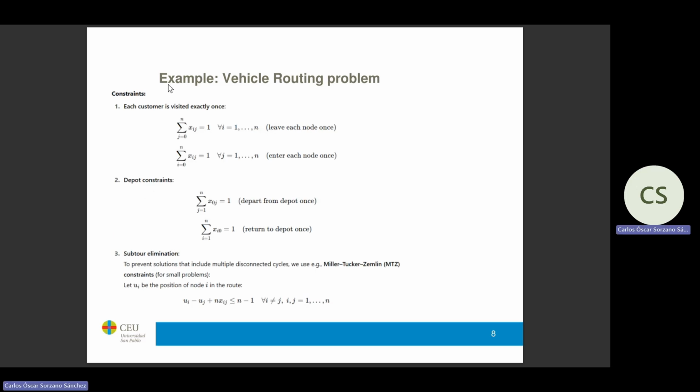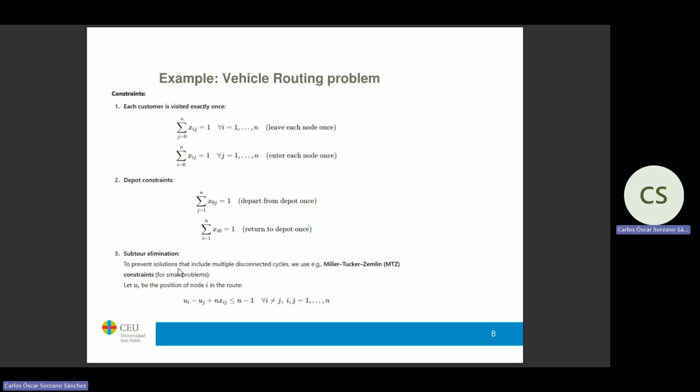And each customer is visited exactly once. So that is the sum, customers are i. So the sum for all xij's, sum over j, has to be 1. And enter each node only once. So it is the sum of xij, but now over i, not over j, has also to be 1. So we have equality constraints. We have the depot constraint. The depot constraint is that you depart from the depot and you return to the depot.